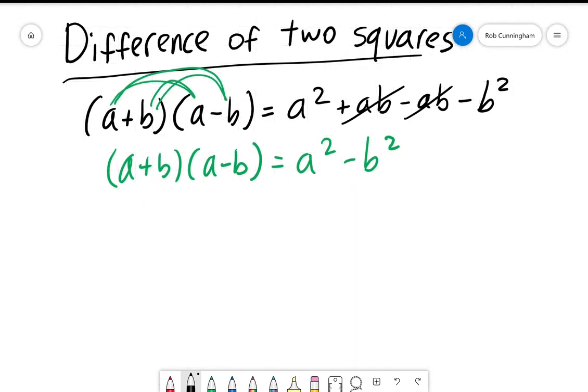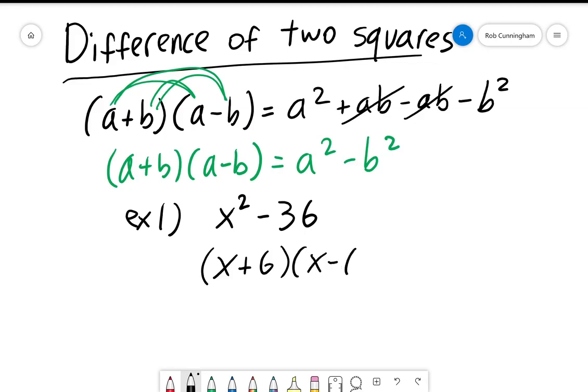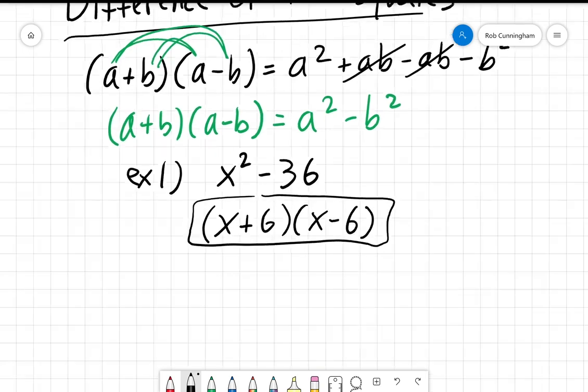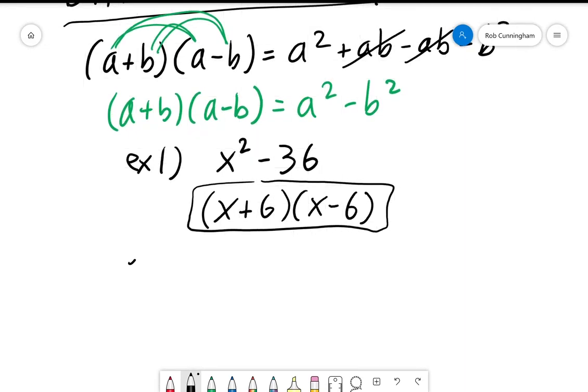Let's do an example. We'll start with an easy one. x squared minus 36. Pretty clearly, both of those are perfect squares. The answer is x plus 6 times x minus 6. The square root of x squared is x. The square root of 36 is 6. So you end up with a plus b, x plus 6, times a minus b, x minus 6.